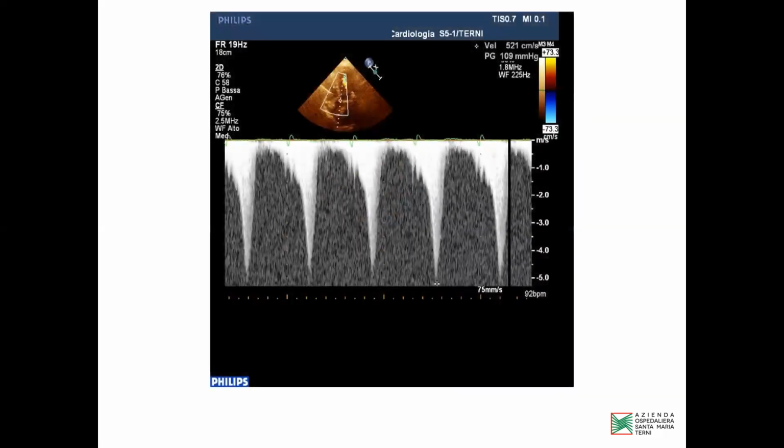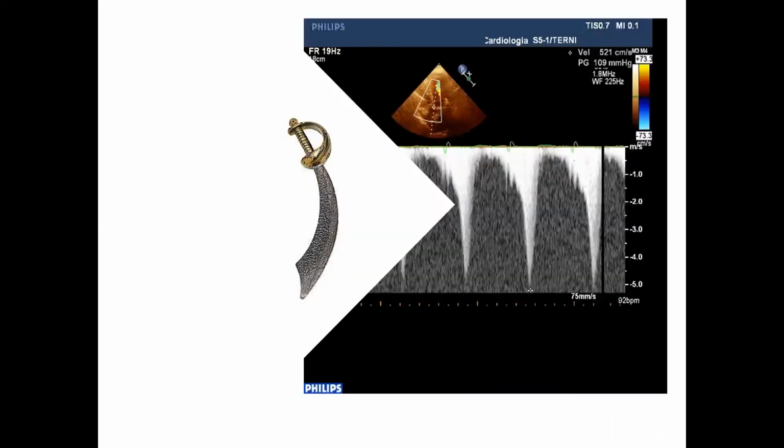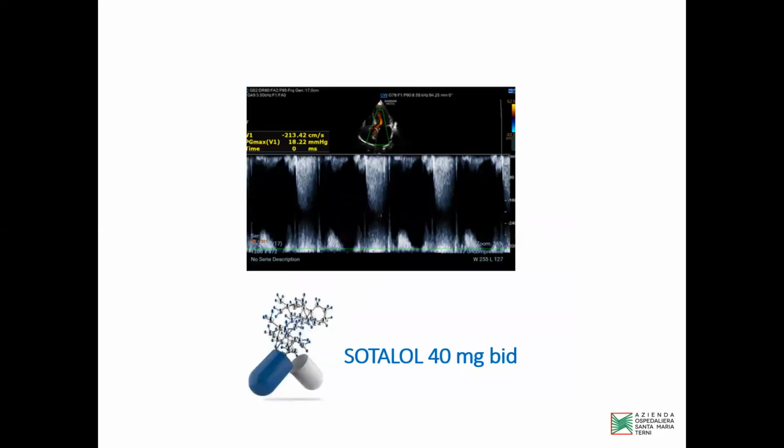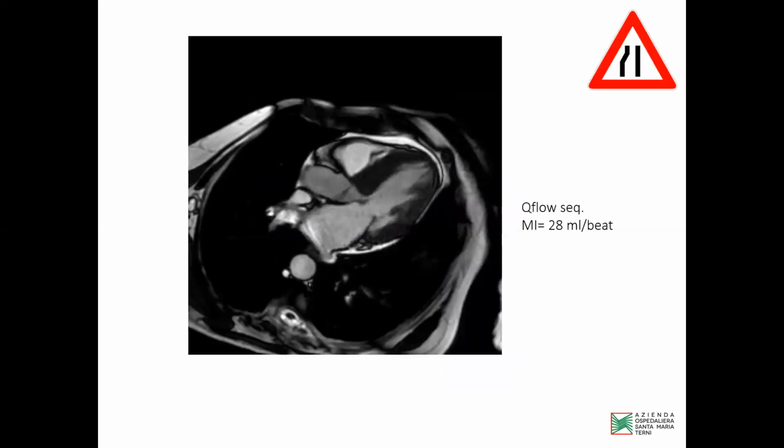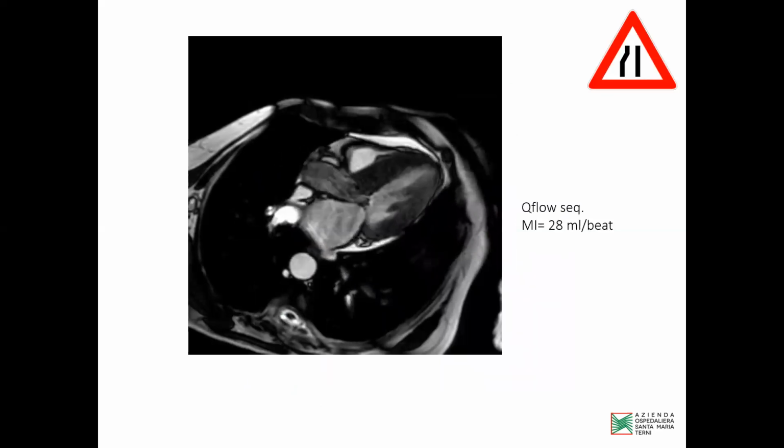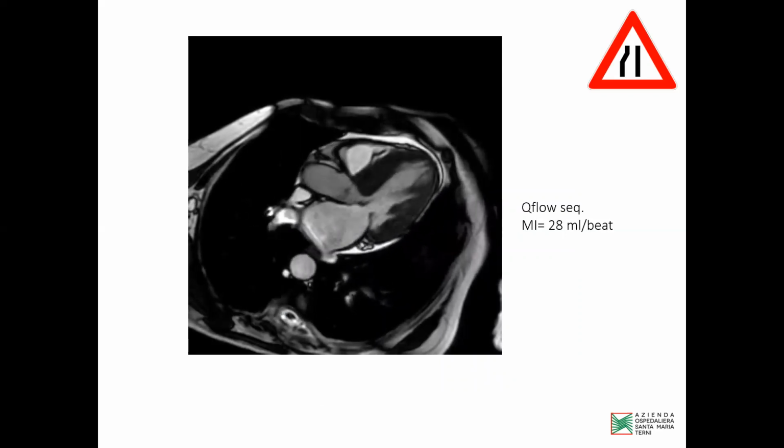LVOT obstruction is considered significant if the basal peak gradient is more than 30 millimeters of mercury or the induced peak gradient is more than 50 millimeters of mercury, and shows a typical shape. Negative inotropic and chronotropic drugs, such as disopyramide but also beta blockers, can reduce ejection obstruction, interfering with this systolic wall thickness and improving cardiac output, increasing diastolic and systolic time. Cardiac magnetic resonance can show LVOT blood acceleration, but can also quantify mitral regurgitation caused by anterior mitral leaflet displacement.